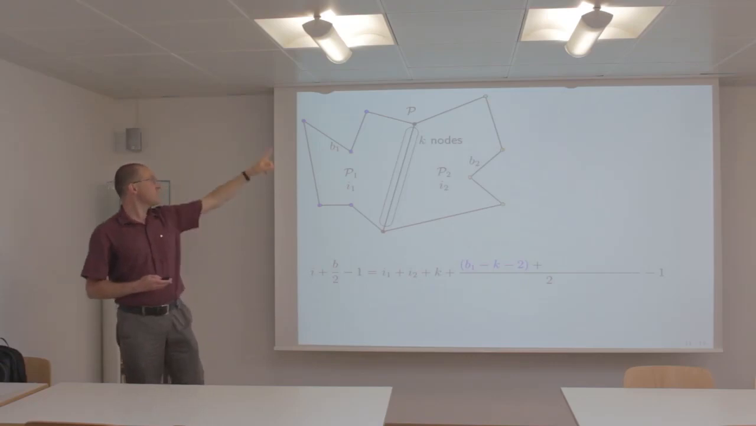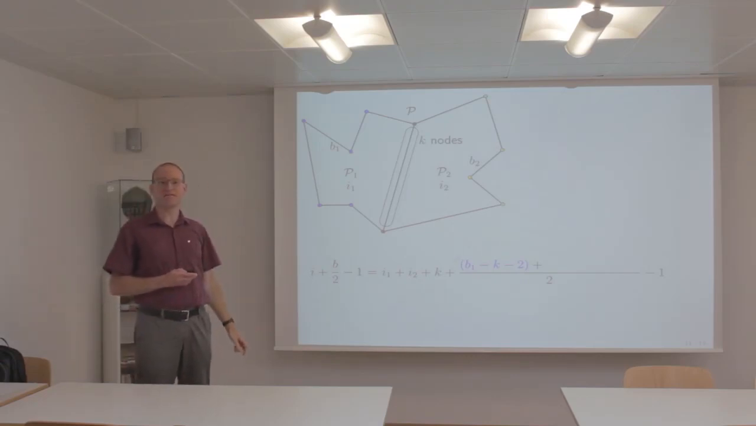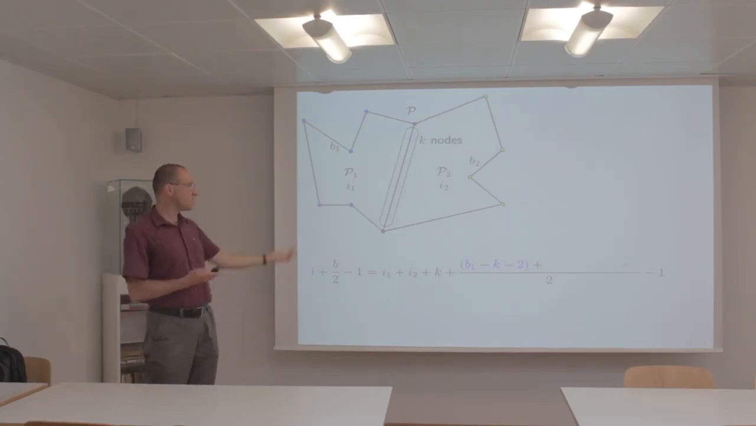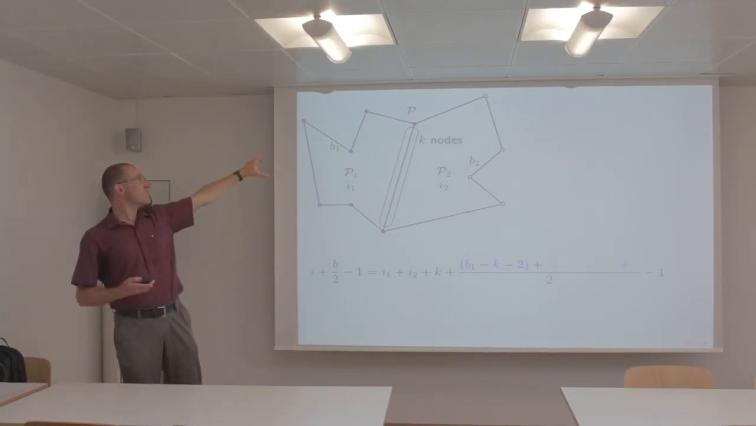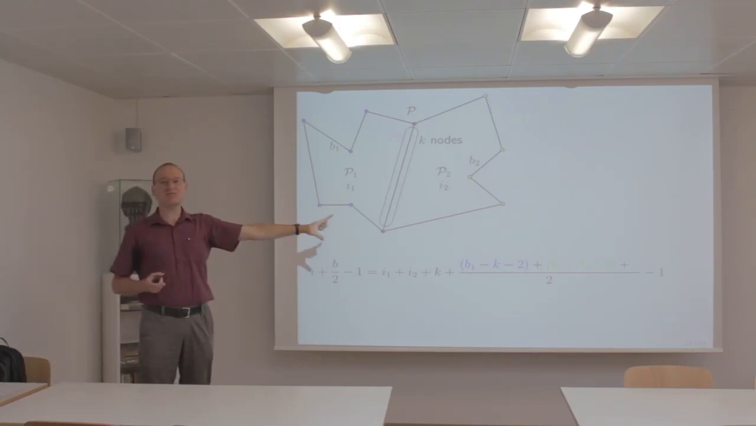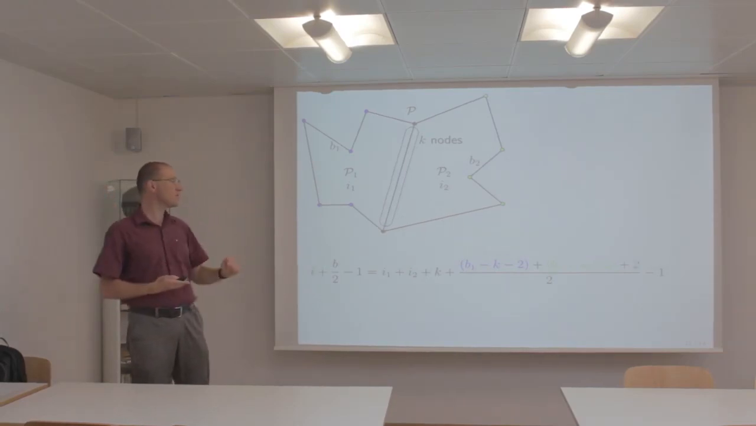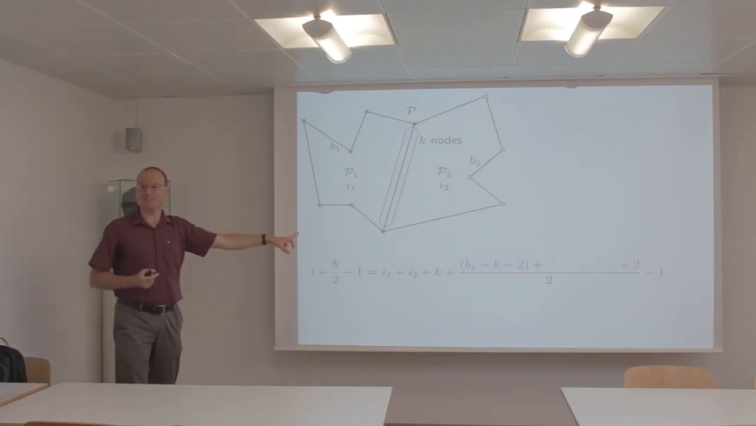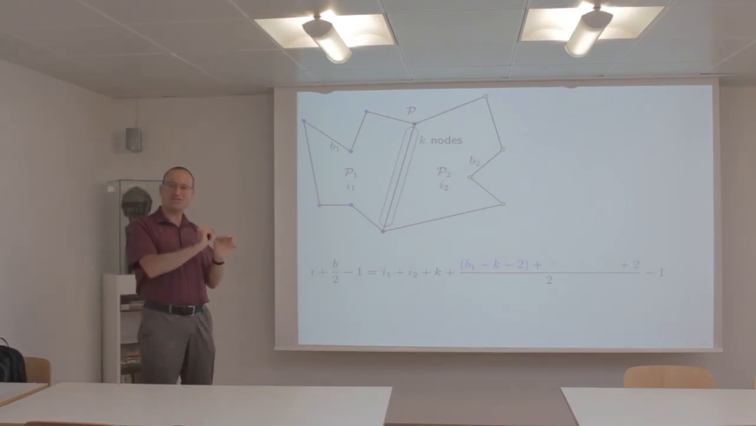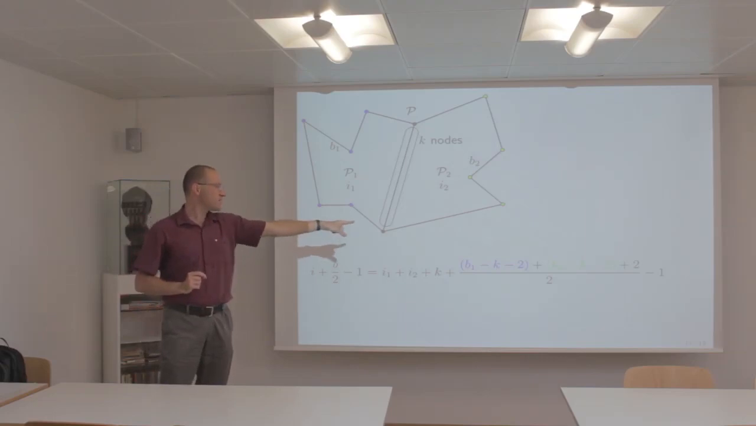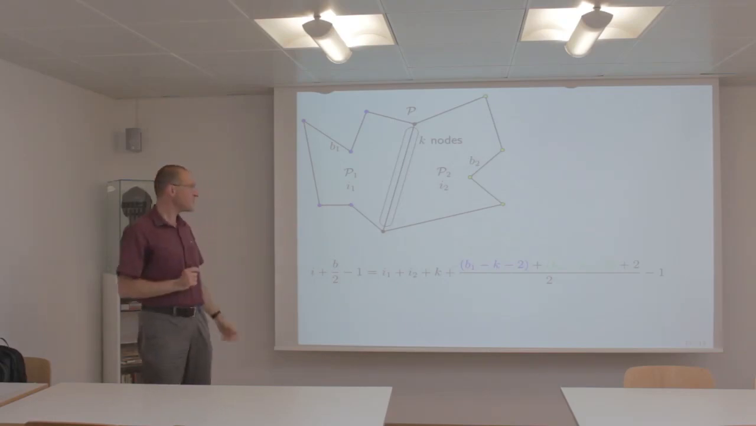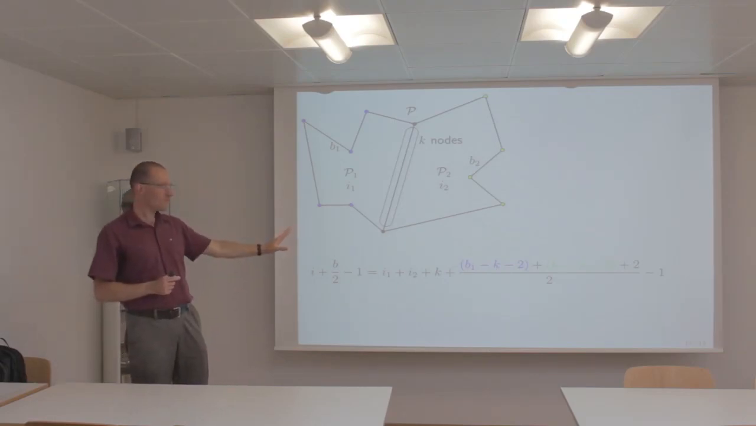Now, how many red points are there? B2 minus K minus 2, exactly the same. But we have not calculated all the boundary points. We are missing the 2 vertices of the diagonal, so plus 2. This is the correct quantity. That's almost what you said before, just you have minus 2K in the numerator. Absolutely. Now let's see what happens.